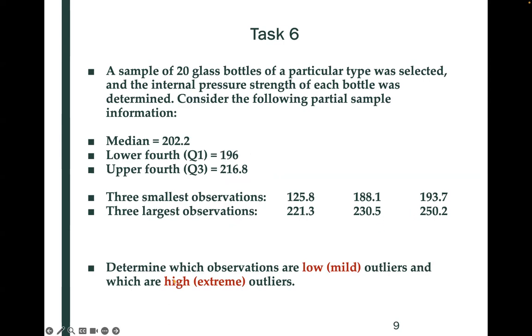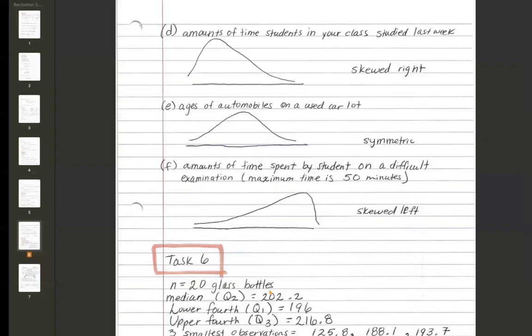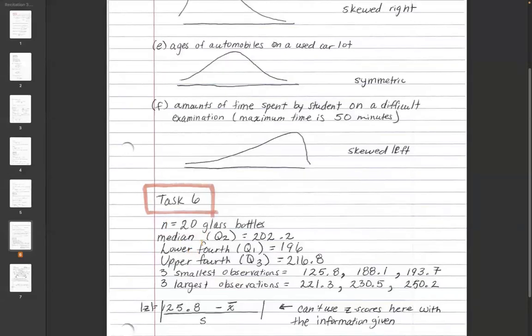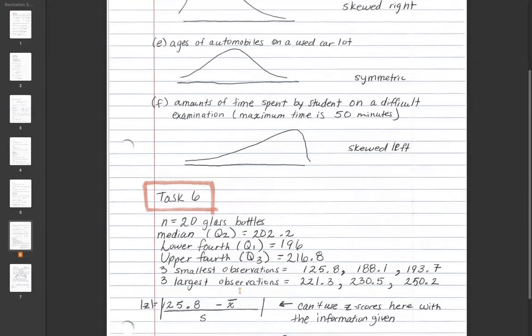And we want to be able to determine which observations are low outliers or mild outliers and which are high outliers or extreme outliers. Okay, so here I'm just going to write down first the information that we have. So we were given our sample size of 20 glass bottles, and then we have the information for the median, the lower quartile, the upper quartile, and then the 3 smallest observations and the 3 largest observations.